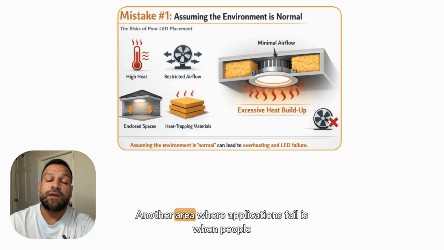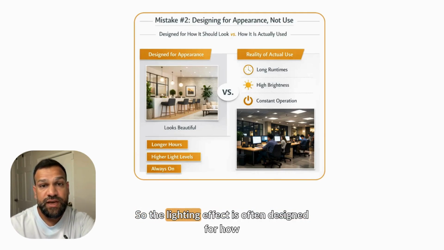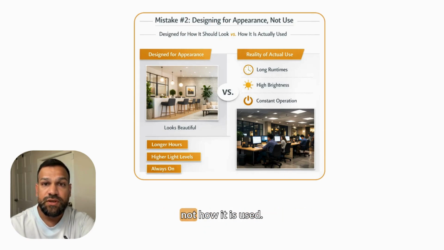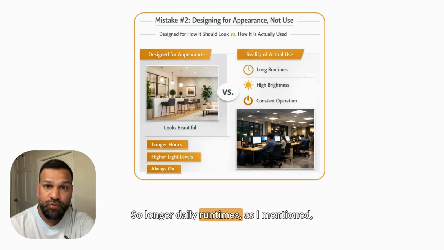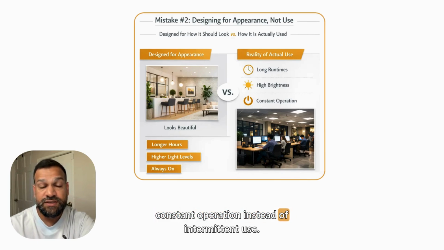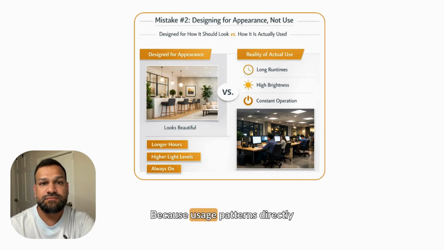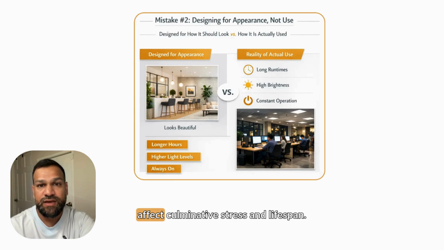LED components degrade faster when thermal assumptions are wrong, even if the specs are technically met. Another area where applications fail is when people design for appearance, not use. The lighting effect is often designed for how the space should be used, not how it is used. So longer daily run times, as I mentioned, higher brightness than necessary, constant operation instead of intermittent use. Why does this matter? Because usage patterns directly affect cumulative stress and lifespan.